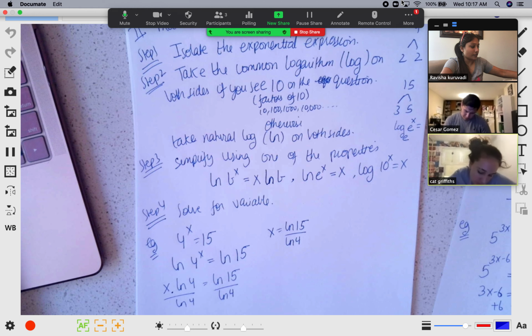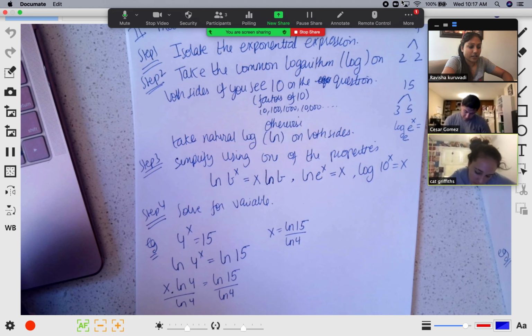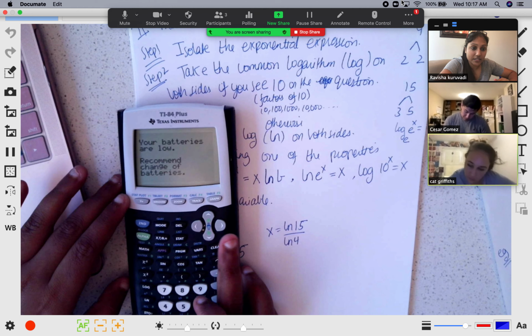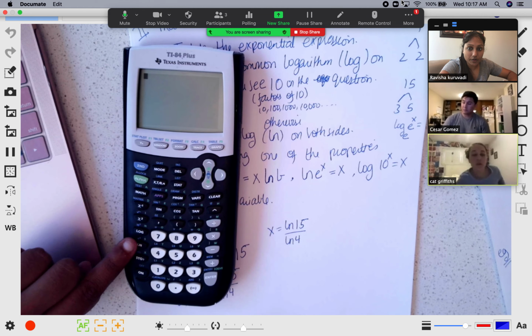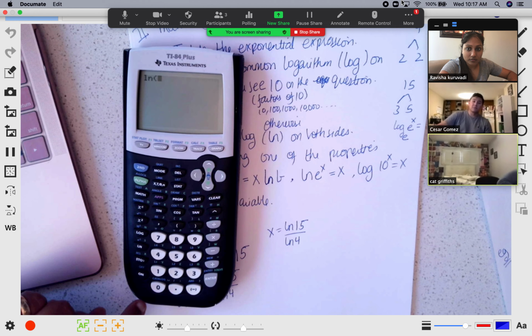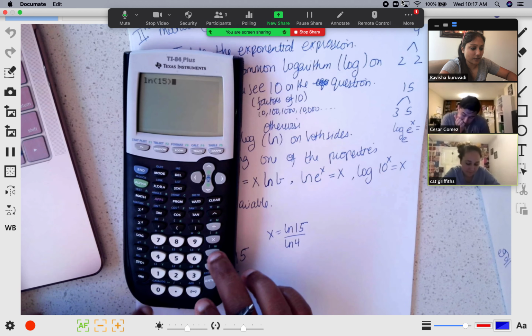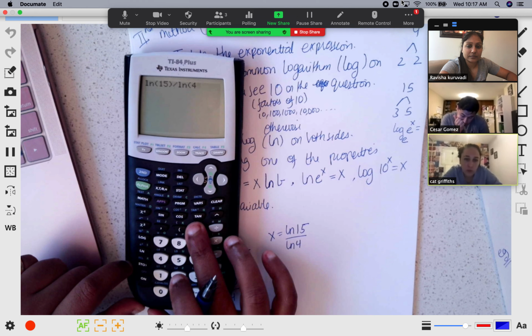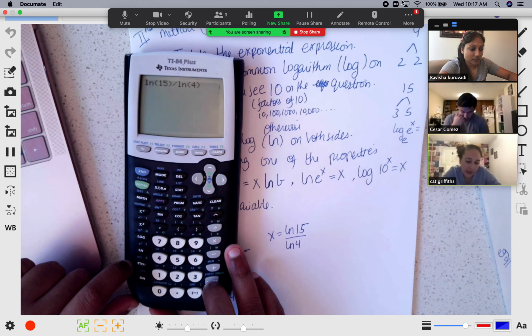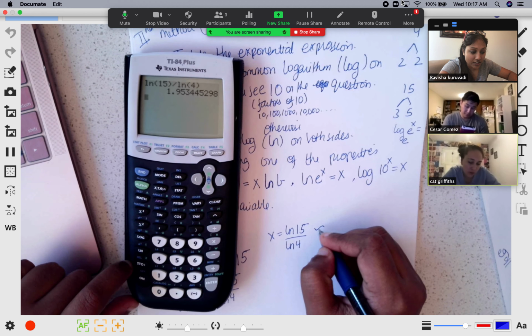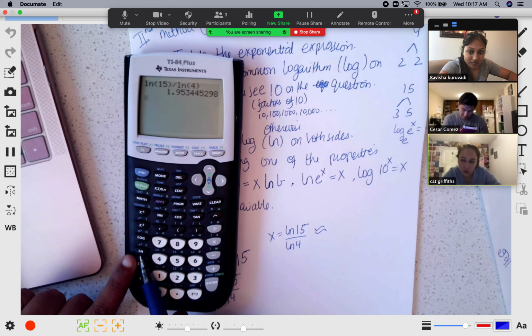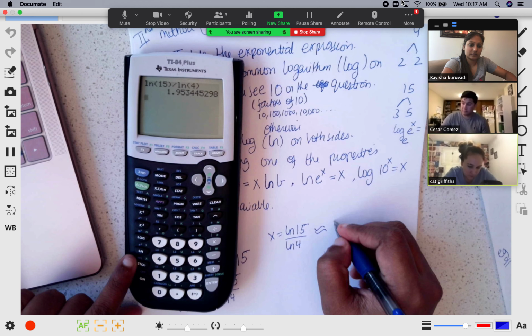And you can use your calculator to find the values here. If you open your calculator, ln is here. So you write ln, then write 15. Make sure you close the bracket. Then divided by ln 4. Make sure you close the bracket. See, ln is written here. So you get 1.95 approximately.